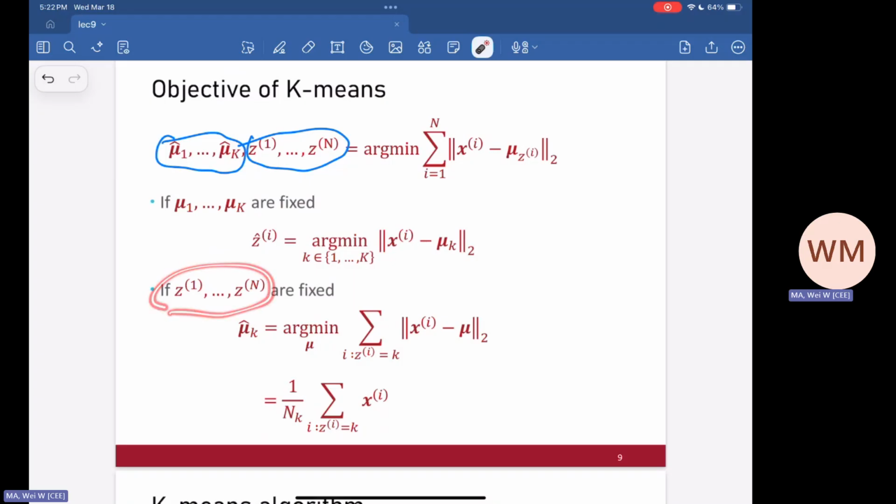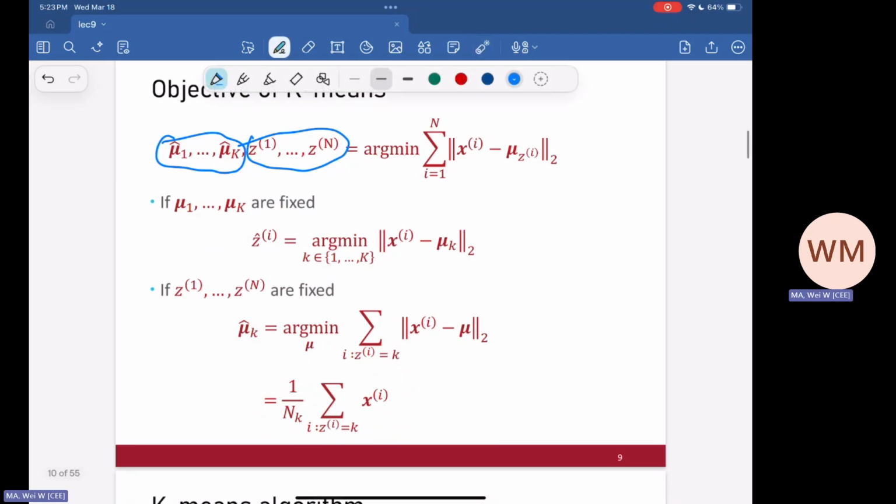And if z is fixed, meaning for each of the data we know where it belongs, then here you can see that we just try to find mu, which is the center. Given all those data, how do we find the center? This is an optimization problem, but it is super simple to solve. You can get a closed form.